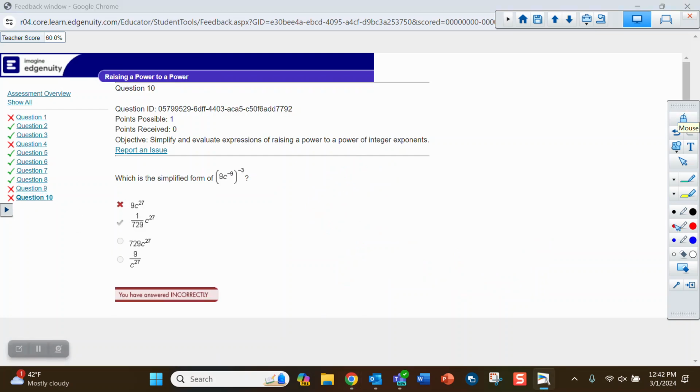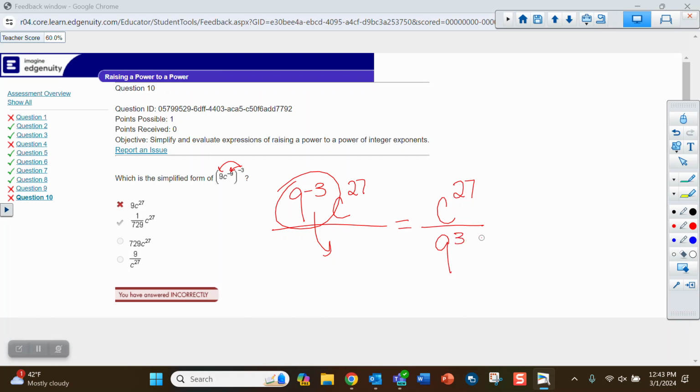Question 10, asking you to simplify. So again, everything is getting this negative 3rd power, 9 to the negative 3rd. C to the positive 27th, because negative 9 times negative 3 is positive 27. Here's the piece now that needs to move into the denominator. So C to the 27th stays on top. And now we have 9 to the 3rd in the bottom. That's 9 times 9 times 9, which is 729. And we keep that C to the 27th in the top.